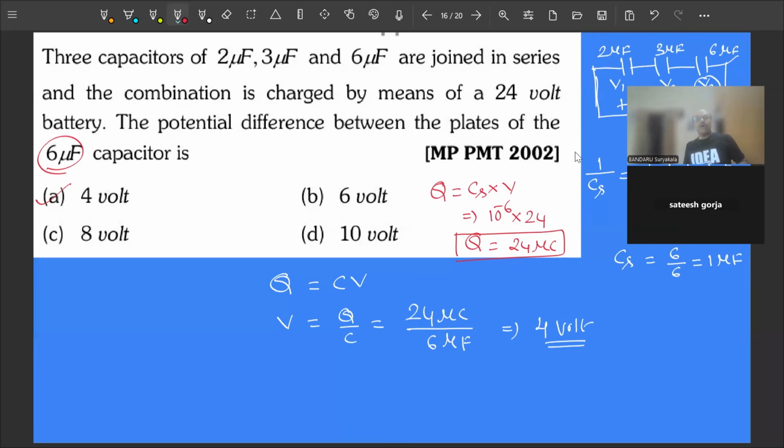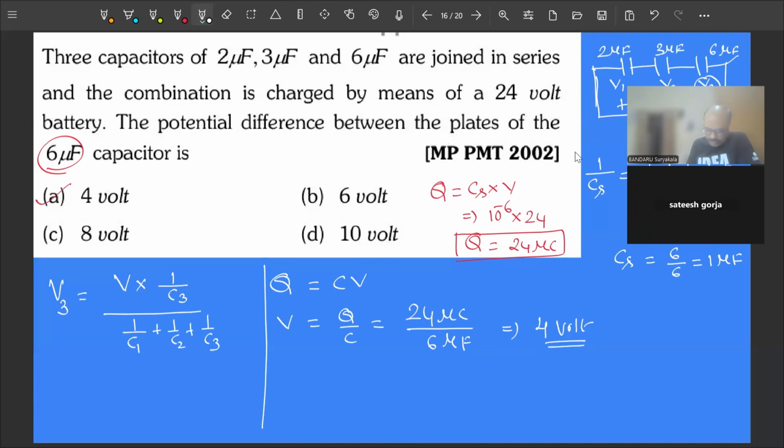Instead of doing all these things, I will give a small shortcut for whenever the capacitors are like this and they ask V3. The V3 formula equals V, the total voltage, into 1 by C3 divided by 1 by C1 plus 1 by C2 plus 1 by C3. If you use this formula, you will get the answer. Suppose they ask V2, then C2 will come here. If they ask V1, you can use C1 here. Okay? Right. The next one.